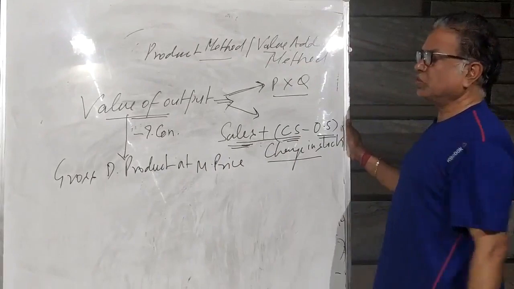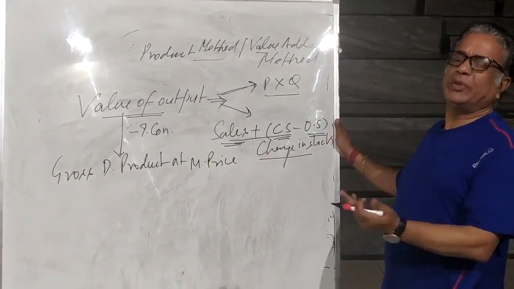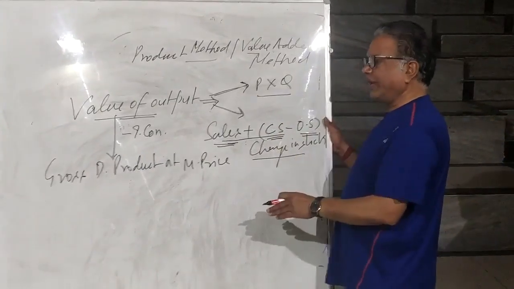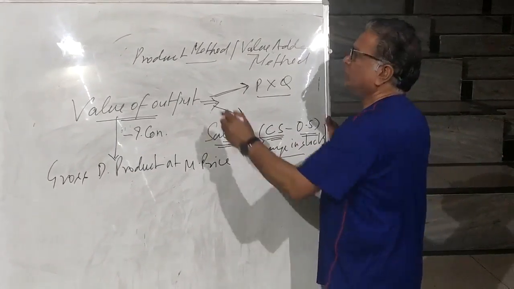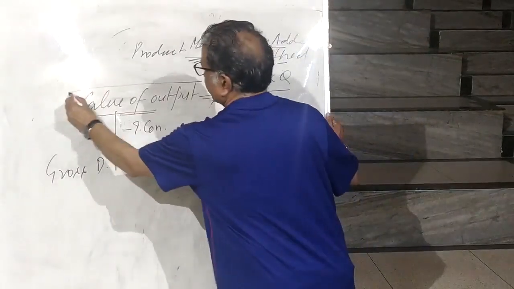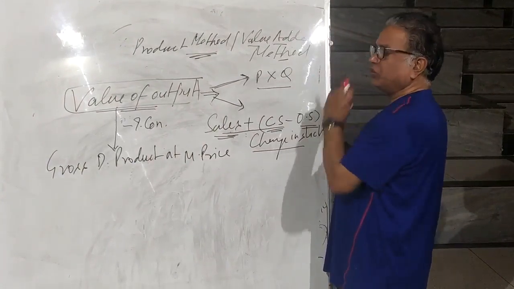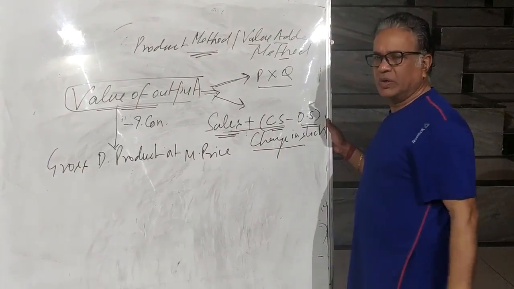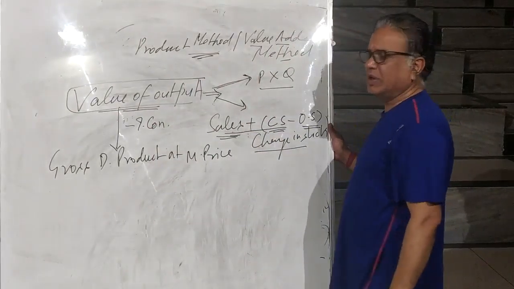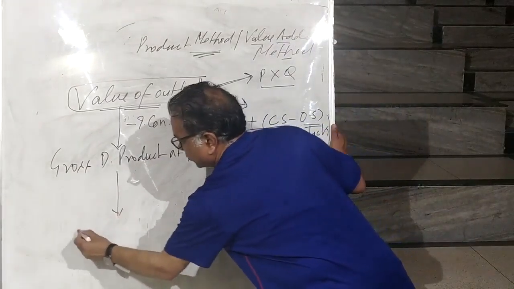And once you reach gross domestic product at market price, then you can calculate any of the aggregates. Suppose in the exam you are asked to calculate national income using the product method or value added method. First, you will calculate value of output. How? Sales plus change in stock or P into Q, whatever items are given to you. And then from value of output, what will you subtract? Intermediate consumption. What will you get? GDP at MP. And from here you have to go to national income.